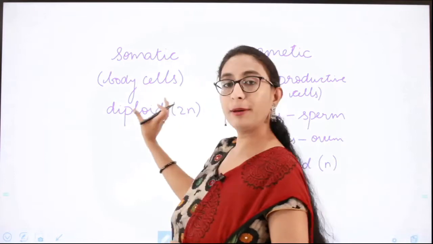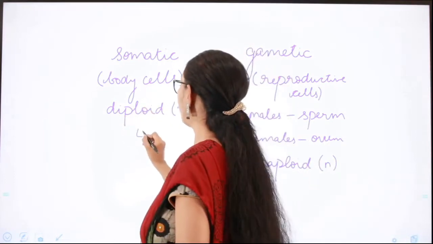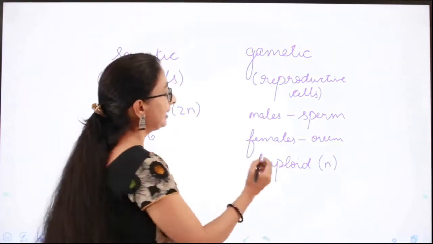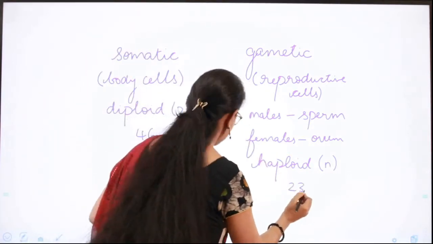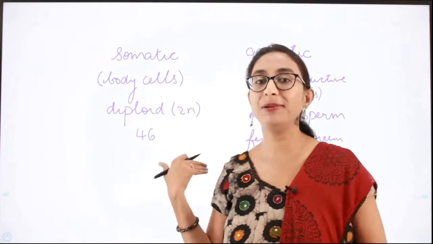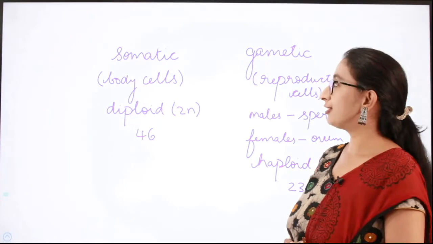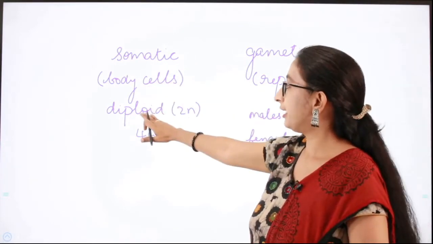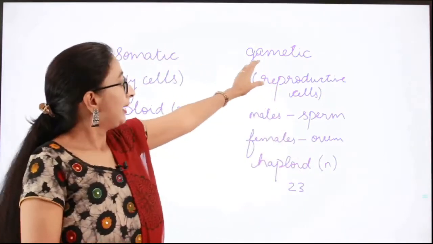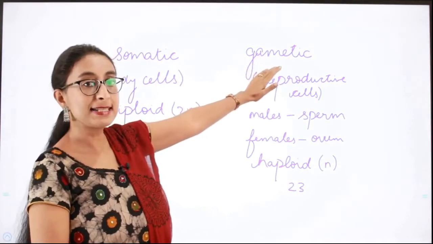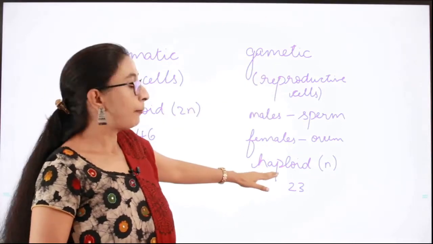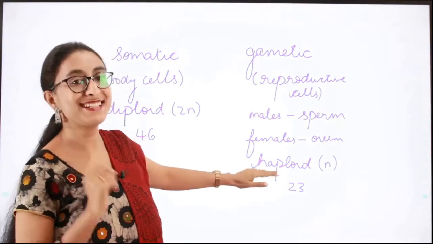So what will be the total number of chromosomes here? It will be 46 chromosomes. Whereas what is the total number of chromosomes in gametic cells? It is 23 chromosomes. That is, they have only a single set of chromosomes. This understanding will be helpful for you to understand the lecture further. So somatic cells are diploid in nature, that is, they have two sets of chromosomes, and gametic cells, or the sex cells, or the gametes as we call them, are haploid in nature, that is, they have a single set of chromosomes.